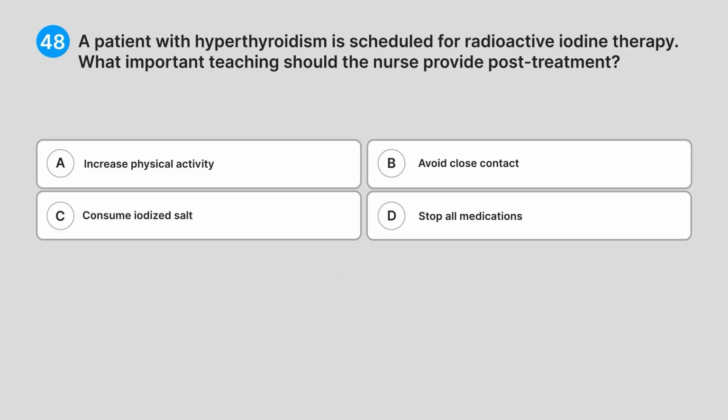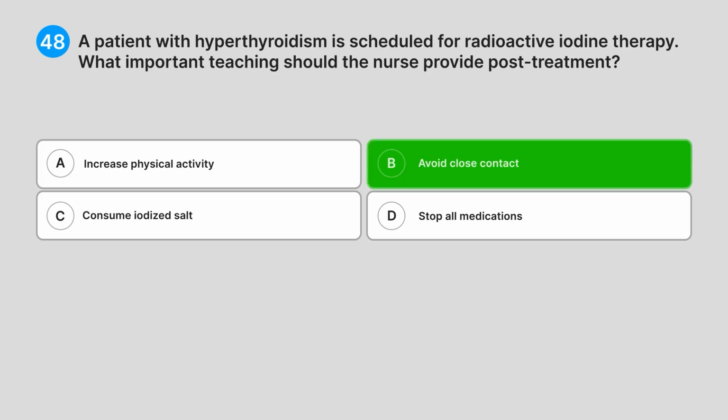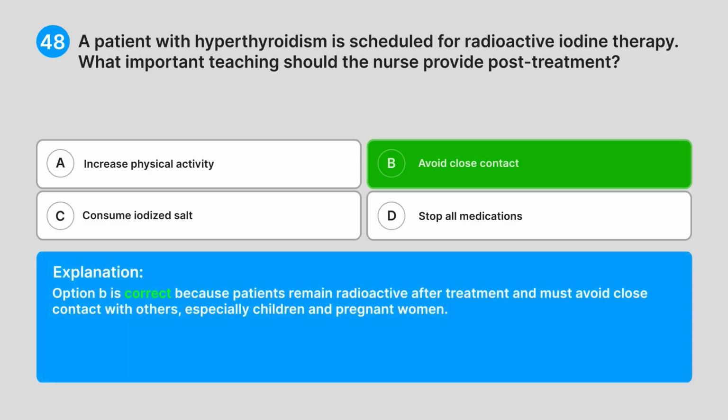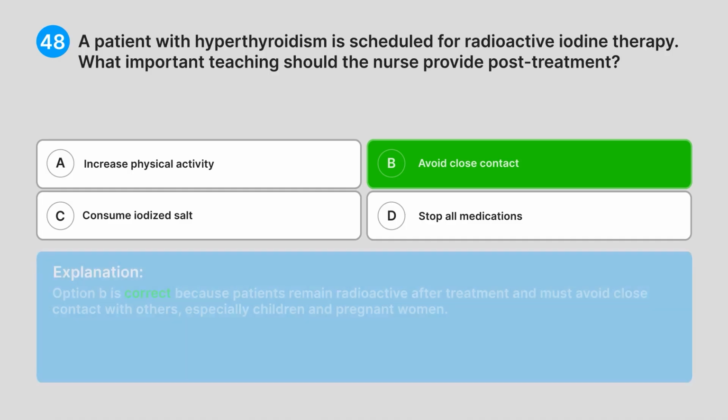Correct answer. B. Avoid close contact. Explanation: option B is correct because patients remain radioactive after treatment and must avoid close contact with others, especially children and pregnant women.